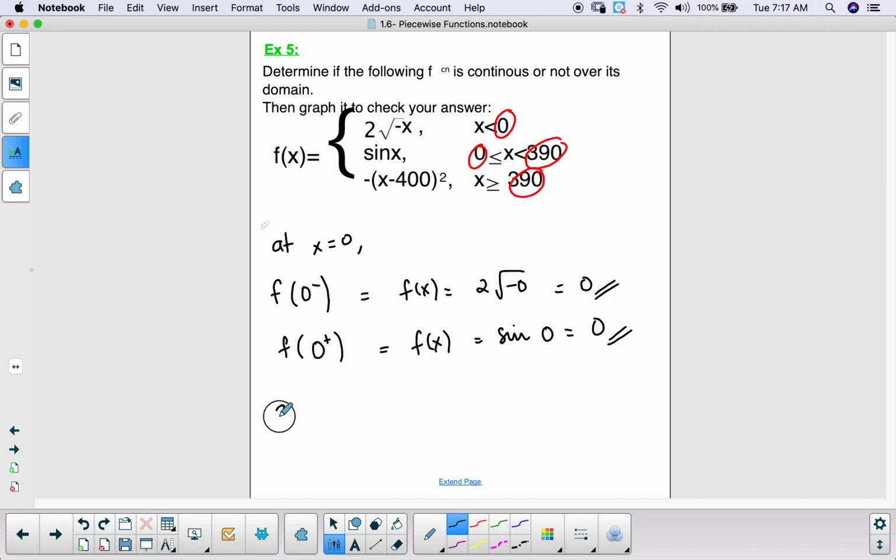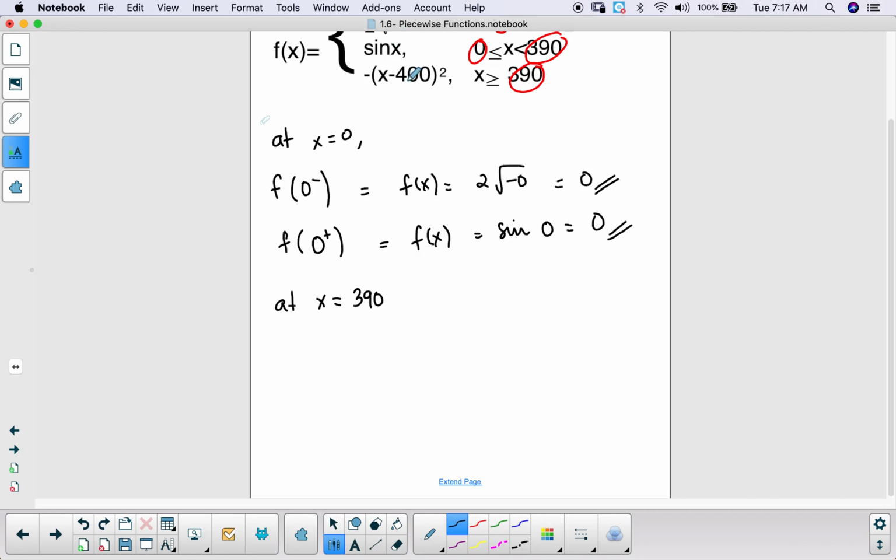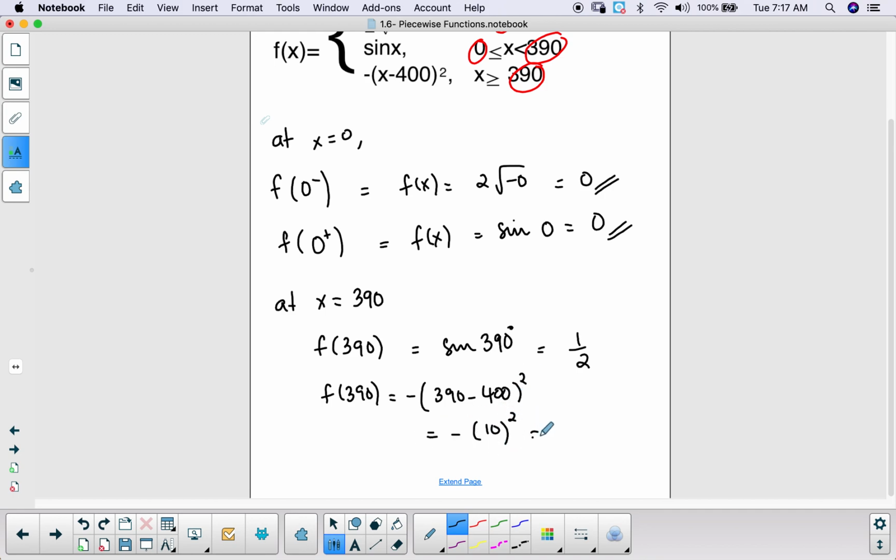And the second thing we need to check is what happens at x equals 390. So at x equals 390, let's see what happens to the 2 functions. Let us find f of 390 at both of those functions. The first one is sine of 390. Sine of 390, if you do that in your calculator, is 1/2. And let's see what happens for the quadratic function at 390. So f of 390 in that case is going to be negative of 390 minus 400 squared. That's negative of 10 squared, which is negative 100.